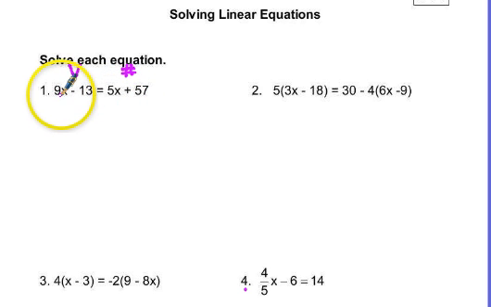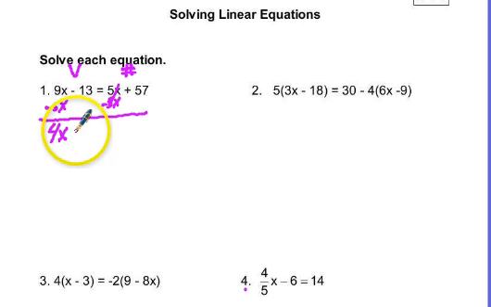So I need to get all the variables over here. The reason I chose this side is because my variable, my 9, is larger than my 5. So I want to go to the bigger side when I can. To move this 5x over, the opposite of 5x, I would subtract 5x. That way those will cancel. They will zero each other out. And what I do to one side, I must do to the other. So this will give me 4x on this side. I'm going to bring down my minus 13 equals 57.